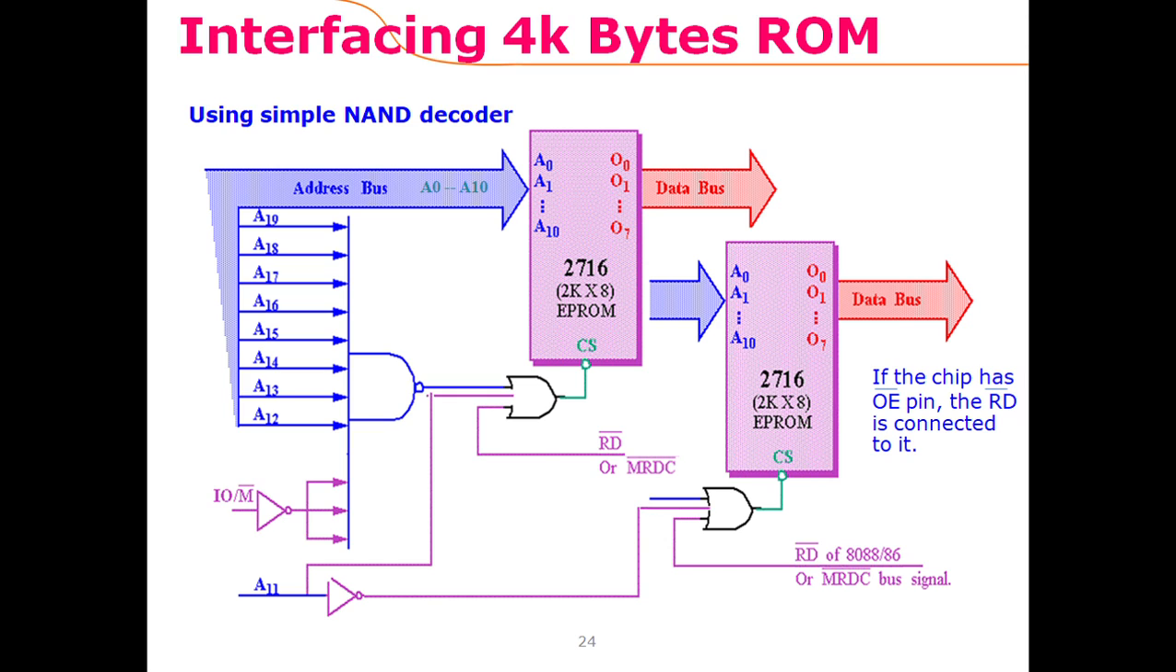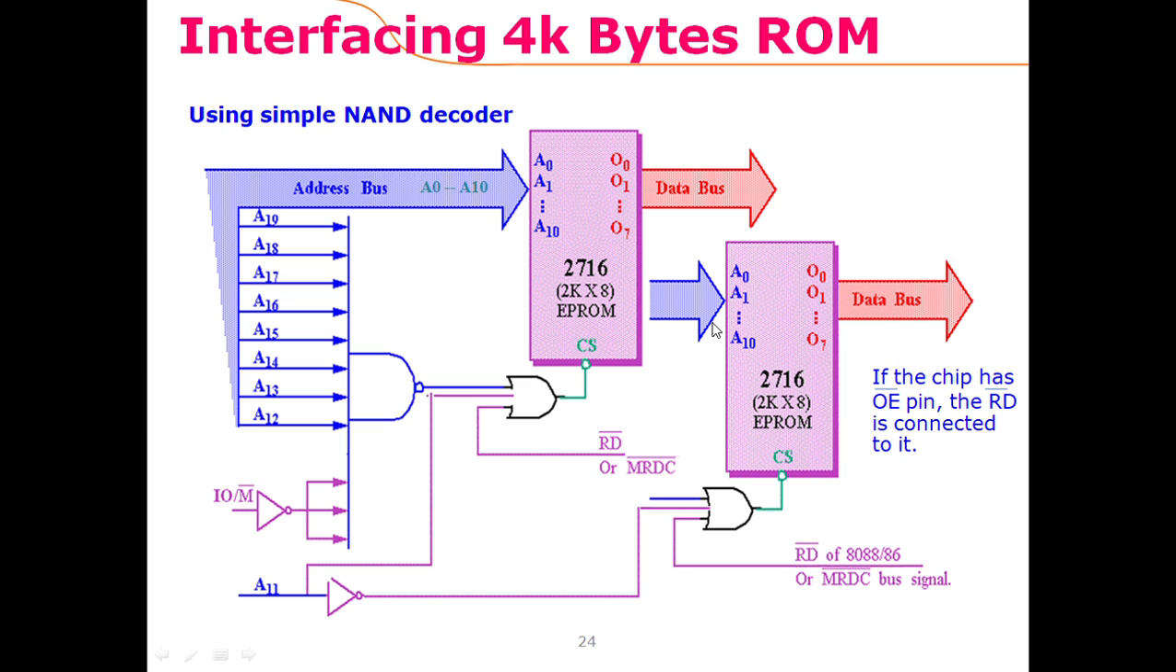So in either case, the address is provided as usual, only this bit is changed to access the byte from either of the 2 chips. So both of the chips are now available to read data from, and we would get 2 kilobytes from here and 2 kilobytes from here. So the total capacity of the memory would be 4 kilobytes.